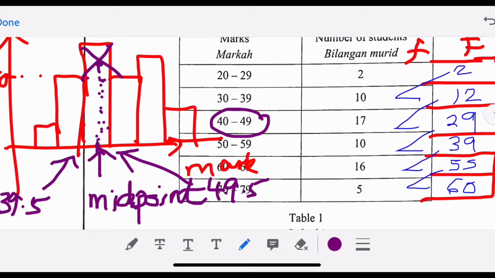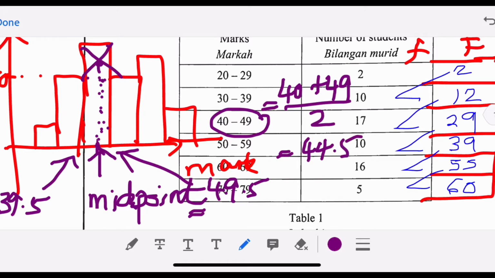You can also find the upper boundary, which is 49.5, and the midpoint is actually the average. We take 39.5 plus 49.5 divided by 2, or you can say you take the lower limit plus upper limit divided by 2, you get 44.5. That is the mode. Okay, understand? I guess you got no problem.